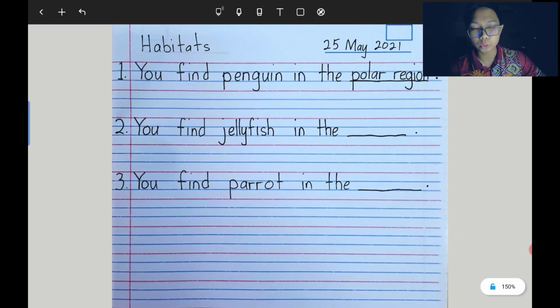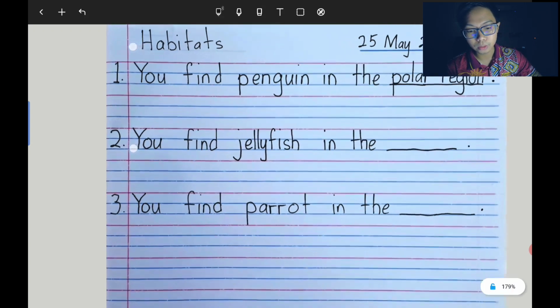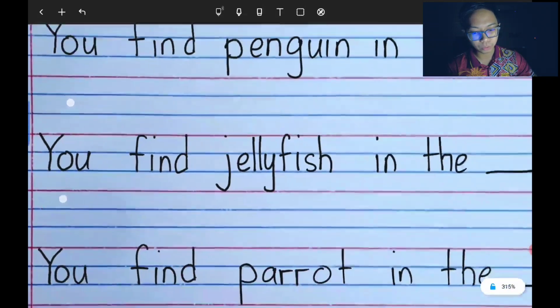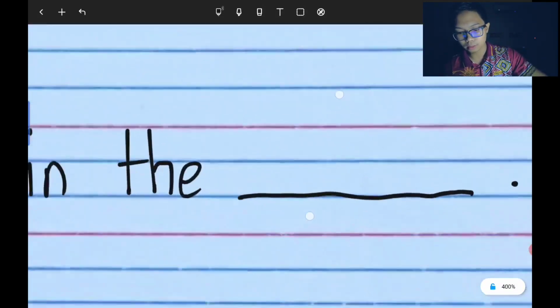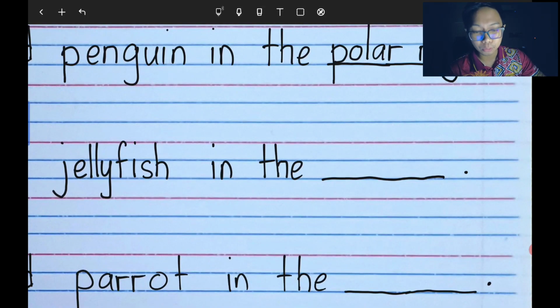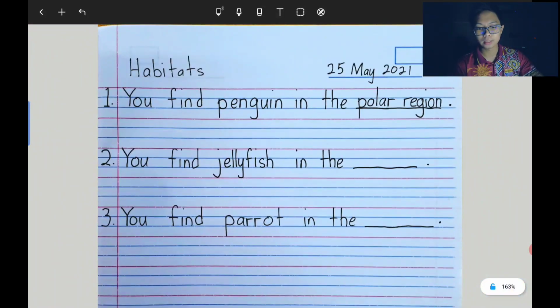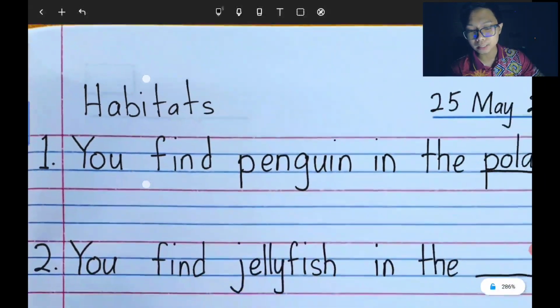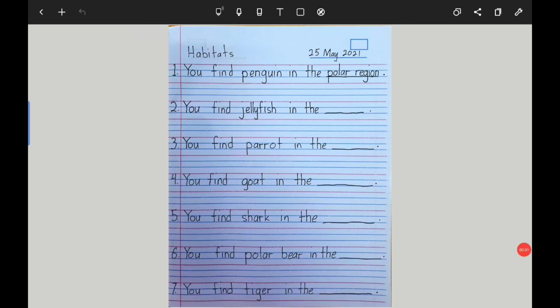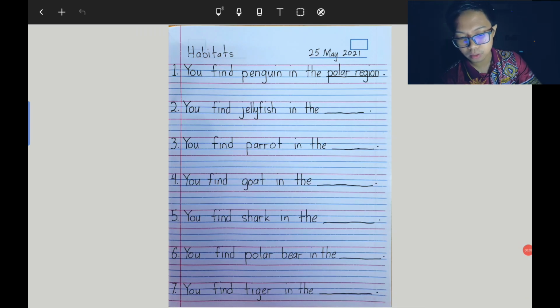So let me finish writing first, and after this you will need to answer, you need to complete, kasih lengkap ini ayat. For example, number 2, you find jellyfish in the... Okay, so you need to write down your answer correctly about the habitats yang kita belajar tadi. So let me finish this one first. Alright, so I finished this writing.